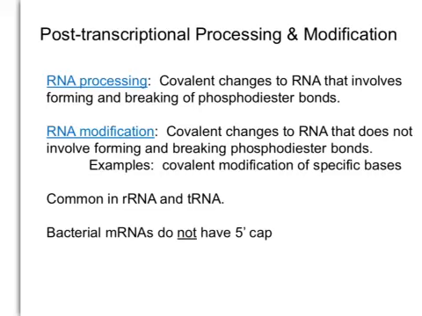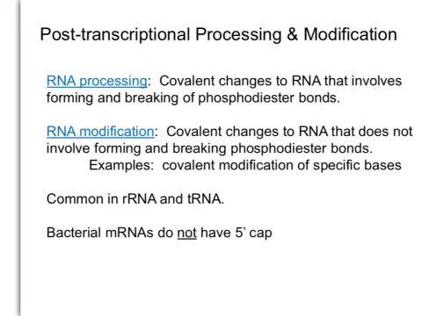All RNA is made by RNA polymerase through the process called transcription, with the exception of the primer that is made by primase in DNA replication. RNA processing or modification changes some of that RNA after it has been transcribed.